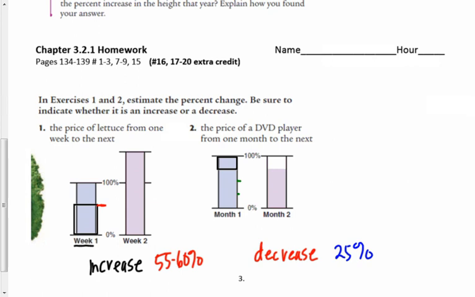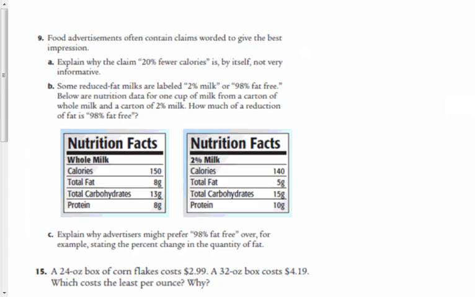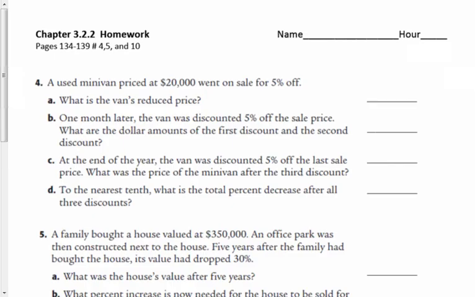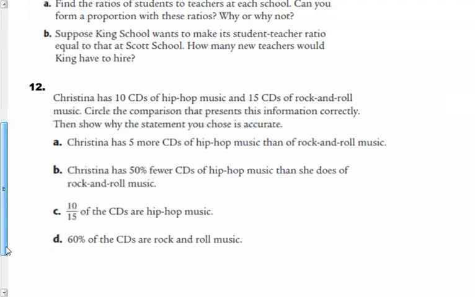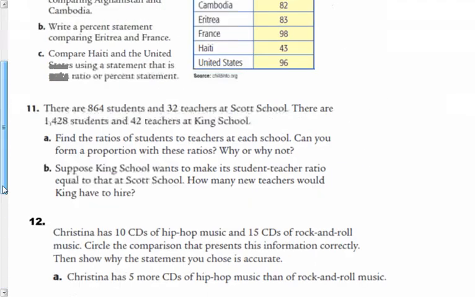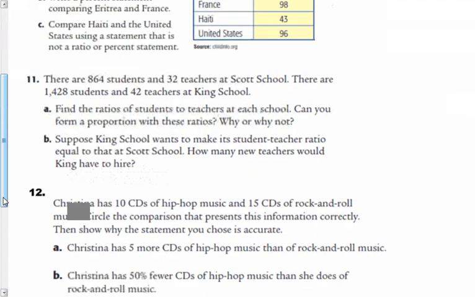All right, I'm going to skip to page 14 and I'm going to do number 11. It says there are 864 students and 32 teachers at Scott School. There are 1,428 students and 42 teachers at King School. And part A says find the ratio of students to teachers at each school. I'm going to just do one of these and I'm going to let you do the other one.